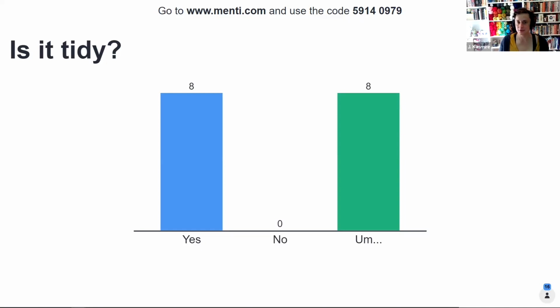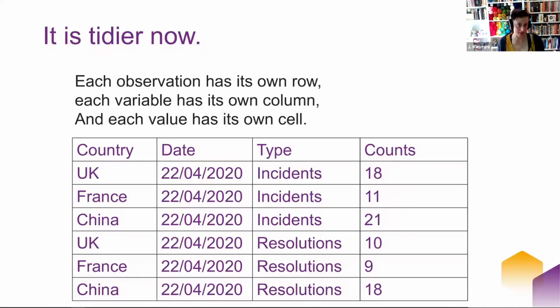I will tell you, it is tidier now than it was. And that is because you'll see type, incidence, and resolutions has been recast into a value for type. And now each observation has its own row. Previously, where both incidents and resolutions were in the same row, that's two different observations in one row. And it's hard to think about this. This is not a concept that most of us are introduced to when we're talking about data. Agreed, this is not as easy for people to read, but it is much better for computers to read. Why does this matter? We'll come to it again in a moment.